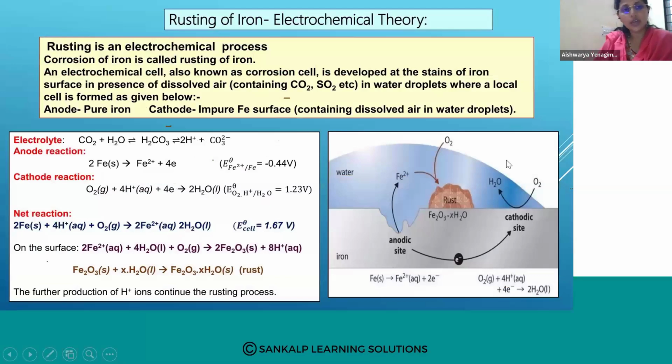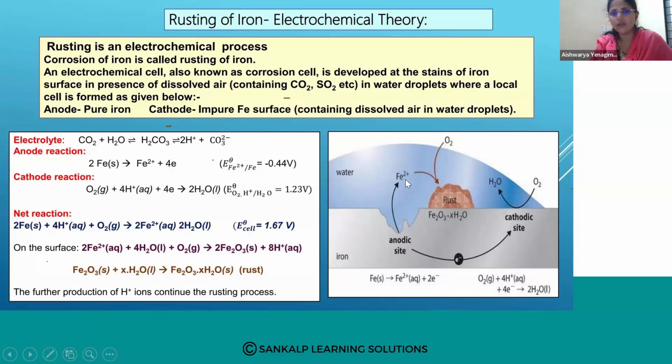Now how to prevent? So you can see here rusting of iron is an example given. In the electrochemical theory, corrosion of iron is called rusting of iron. Electrochemical cell, also known as corrosion cell, is developed at the stains of iron. So you can see here, anode is nothing but my pure iron and cathode is impure Fe surface. This is my rust, reddish brown powder containing dissolved air in water droplets. So electrolyte: CO2 plus H2O gives H2CO3, H+ and CO3 2-, this becomes my electrolyte. Anode reaction, loss of electrons: Fe will lose 2 electrons and form Fe2+.